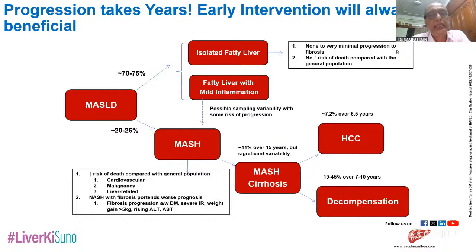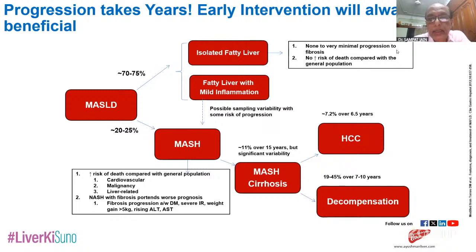The progression takes years. As I said, it is a very slowly progressive disease. It is a silent killer. So early intervention will always be beneficial. If you have a fatty liver today, there is a 70 to 75% chance that it will remain fatty liver forever, or it will be fatty liver with mild inflammation. But in 20 to 25% of patients, it will go to the next stage, that is MASH, steatohepatitis, inflammation.